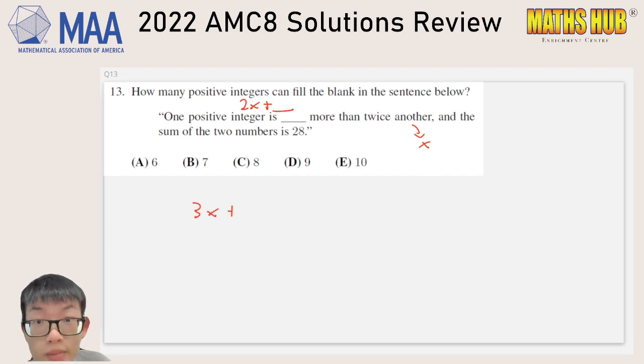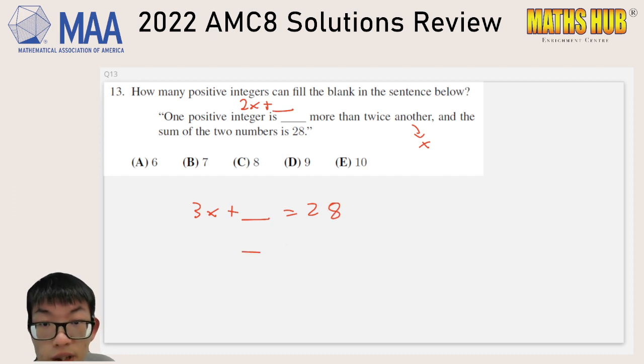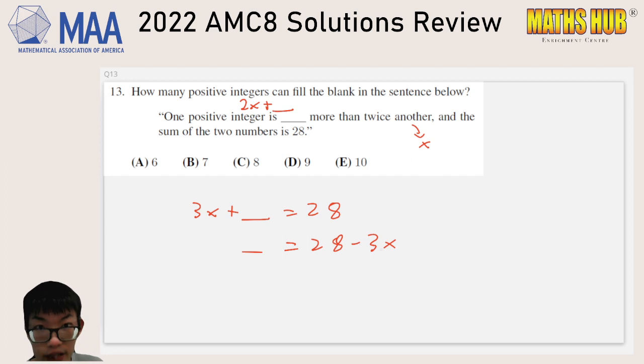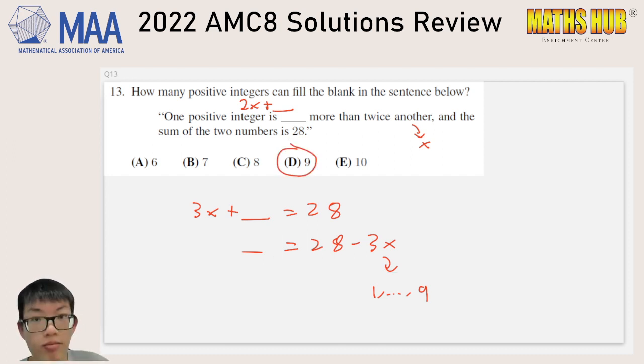So 3x plus blank equals 28, which means that your blank is 28 minus 3x, where x is some other positive integer. Now, x could go from 1 up to 9, because when you go to 9, then you're left with 28 minus 27 is 1. You cannot go any further than that. So therefore, you are left with 9 possible x, 9 possible blanks, and your answer is 9.